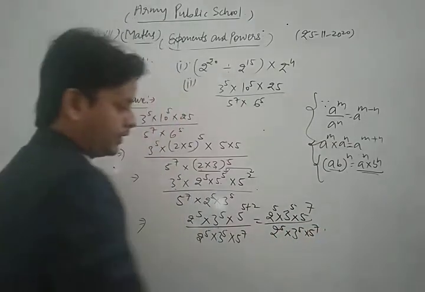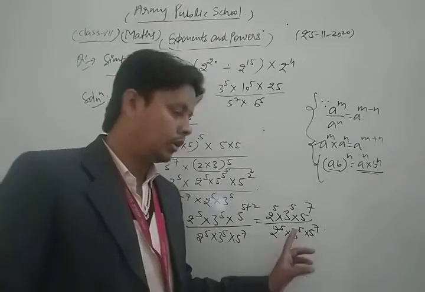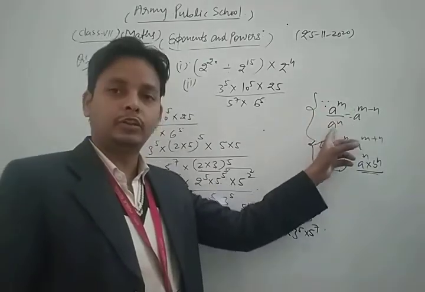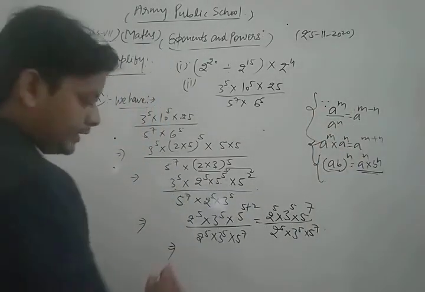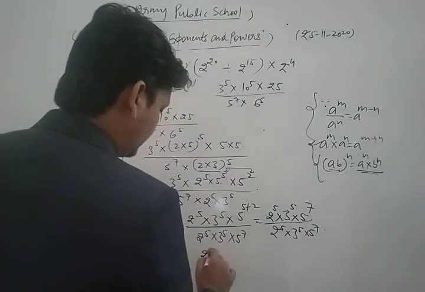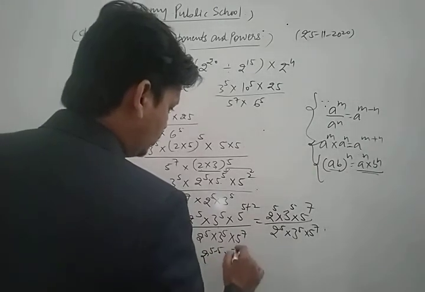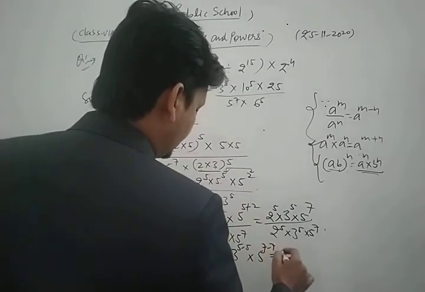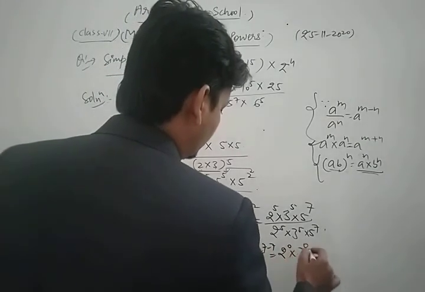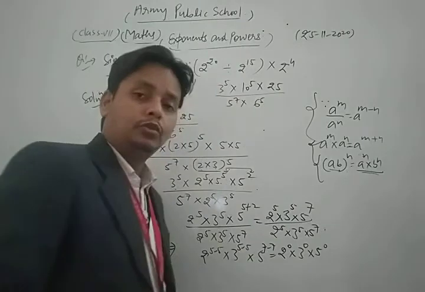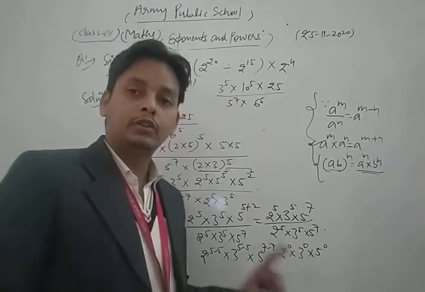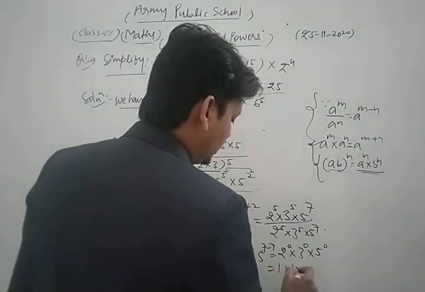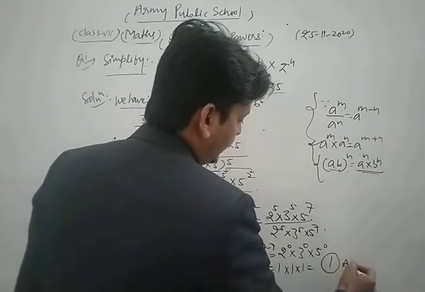Now dear friends, here we apply the law of exponents, a to the power m upon a to the power n. So we get 2 to the power 5 minus 5 into 3 to the power 5 minus 5 into 5 to the power 7 minus 7. So we get 2 power 0 into 3 power 0 into 5 power 0, and any value to the power 0 is 1. The value of each and every one is 1. So we have 1 into 1 into 1. So 1 is our final answer.